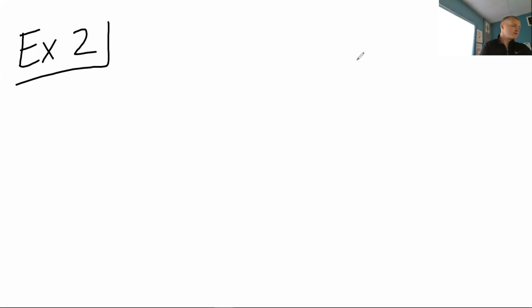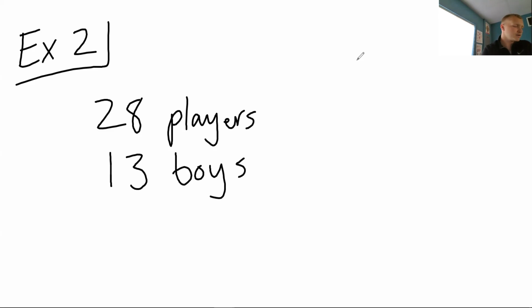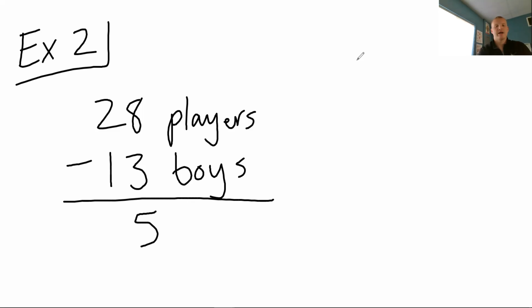Okay. So example 2, on a team of 28 players, so 28 total players, there are 13 boys. What is the ratio of boys to girls on the team? How do we figure out how many girls there are, Talon? Yeah, and that's how I would figure out how many girls there are. So 28 minus 13, so 8 minus 3 is 5, and then 2 minus 1 is 1. So there are 15 girls.